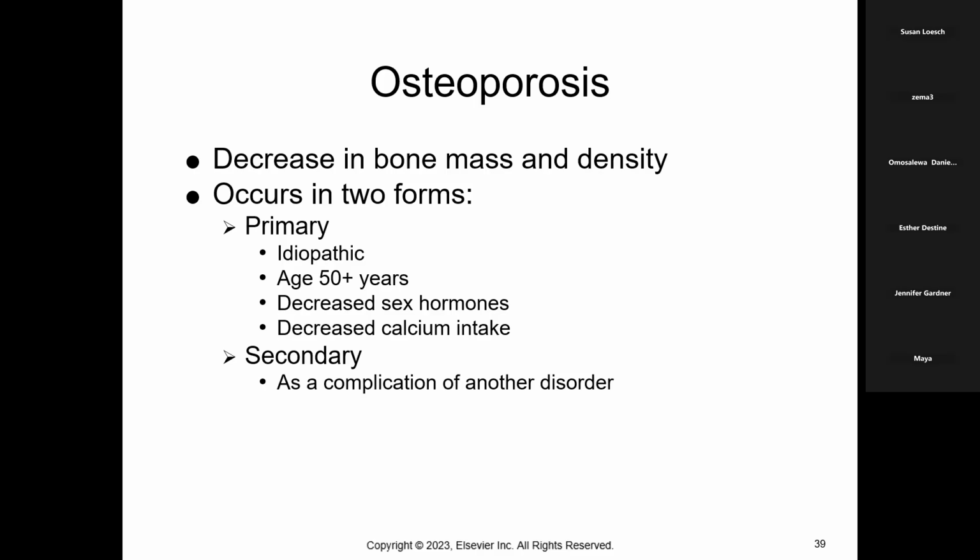Women have a higher risk. Men can get it. Usually, primary causes are from post menopause. Again, we're not producing the same hormones. We don't have enough calcium. Secondary, usually from something like Cushing's syndrome, where we have too much cortisone in the body. So it's damaging the body.